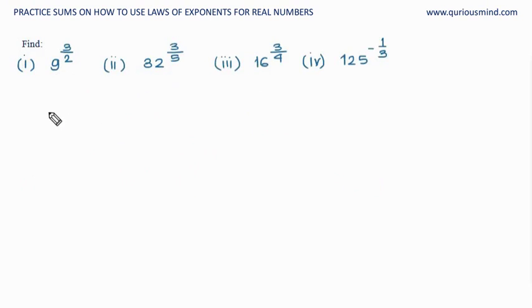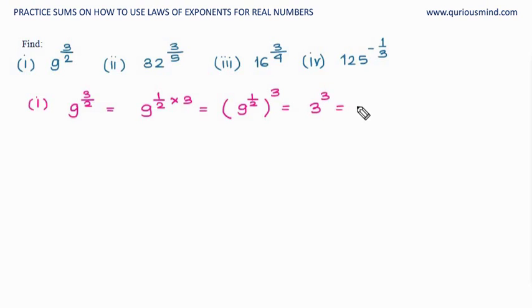Find the value of these. First, 9 raised to 3 upon 2. That means it is 9 raised to 1 upon 2 multiplied by 3. 3 upon 2 I can write this way, which means it will be 9 raised to 1 upon 2 whole raised to 3. 9 raised to 1 upon 2 is the square root of 9. Square root of 9 is 3. So it will be 3 raised to 3. And 3 raised to 3 is 27.